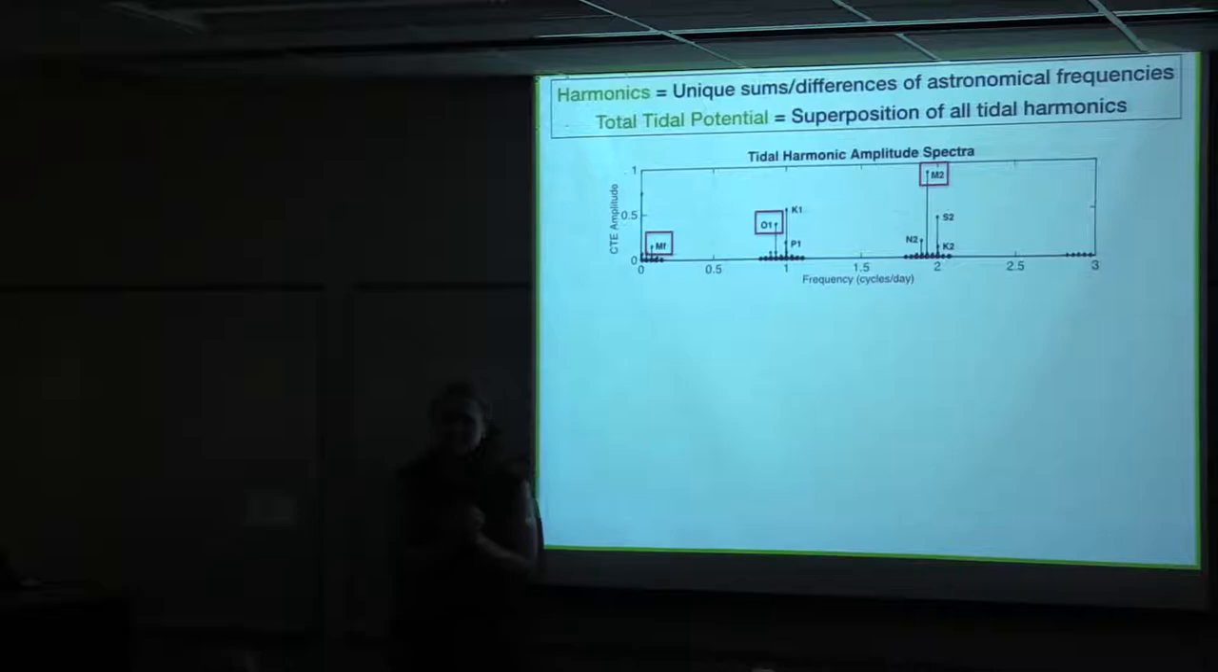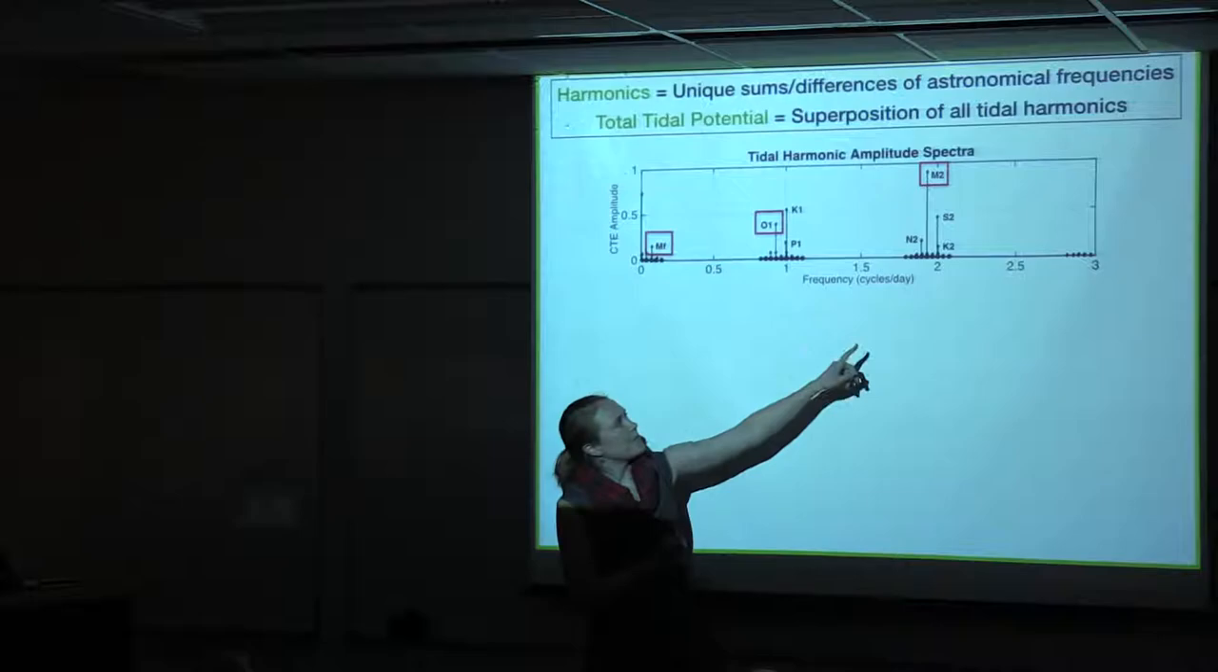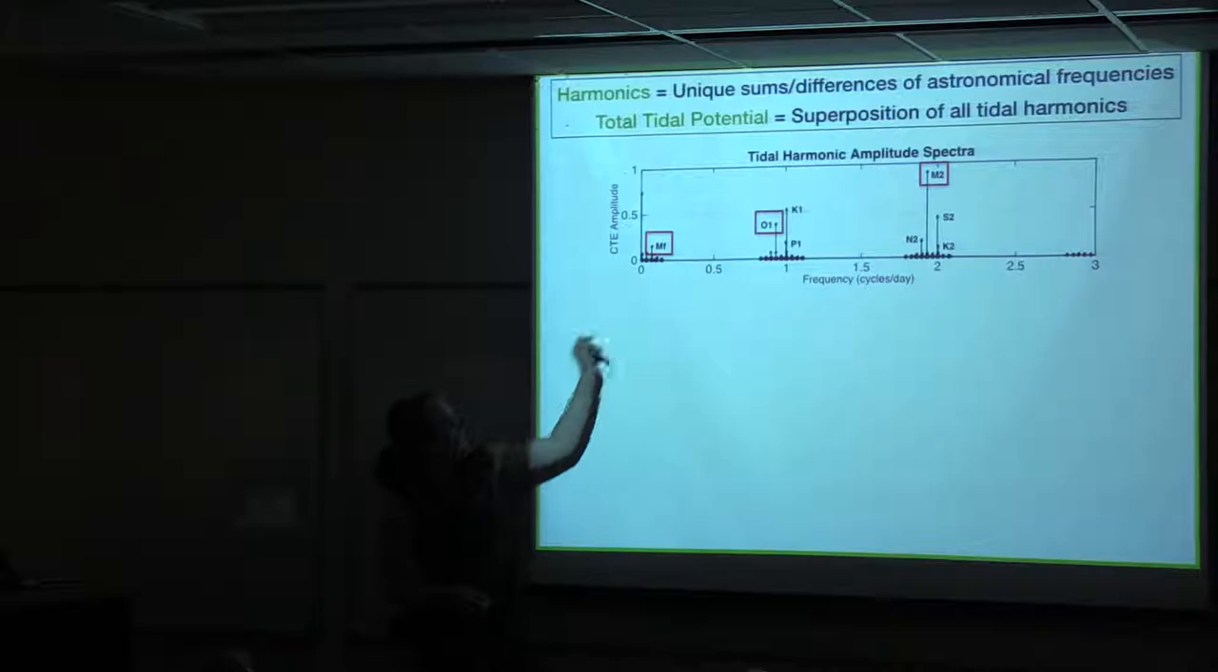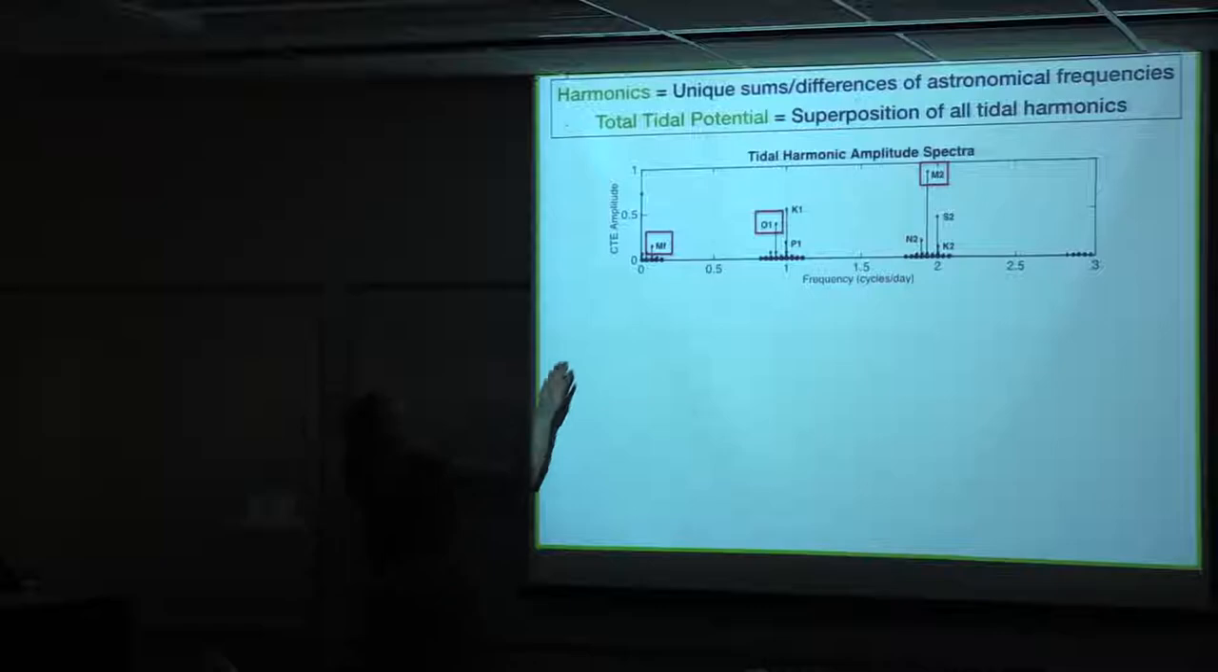Remember, this is frequency in cycles per day. So we have one cluster at about 2 cycles per day, which are our semi-diurnal tides. We have another cluster at 1 cycle per day, and then another cluster down here at 0 cycles per day. And these are our long period tides. So the reason for these different clusters actually has to do with Earth rotation.